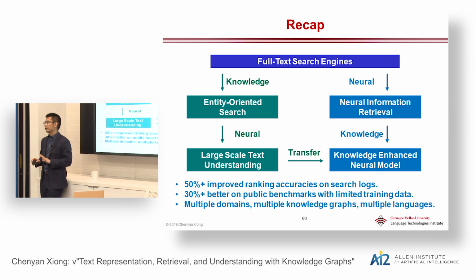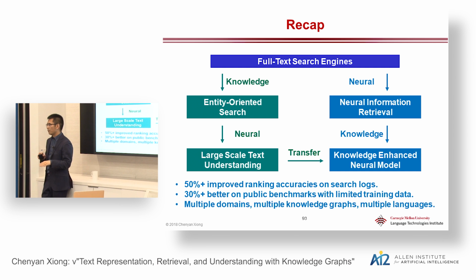And all the things I have discussed can work well not only for, say, one data set. It's for multiple different data sets on different domains. We have web search, we have academic search, we also have medical search, although it's not in this talk. And it can work well for multiple different knowledge graphs. I have tried Freebase, Wikipedia, also controlled vocabulary.